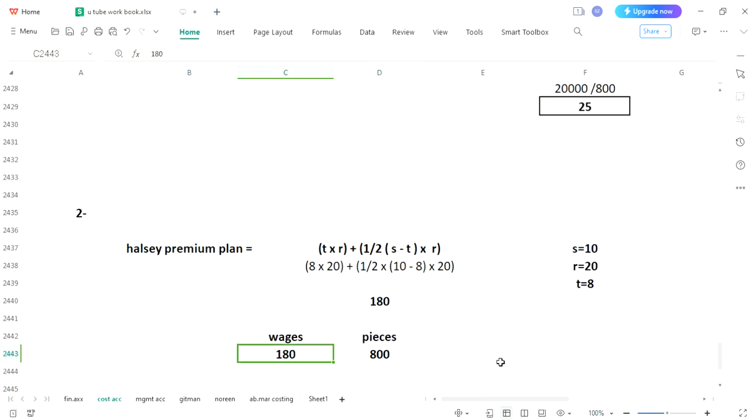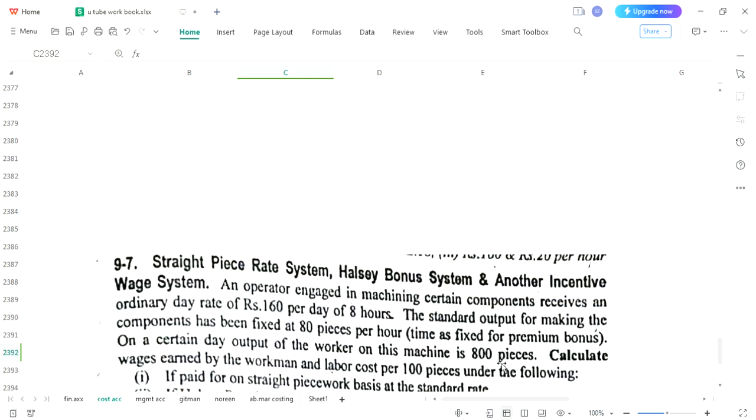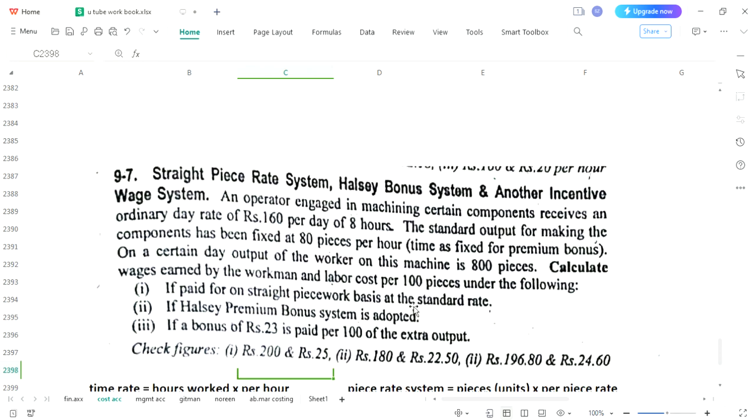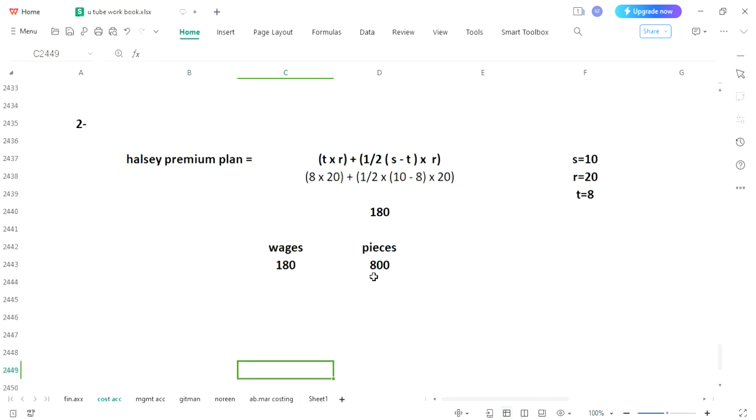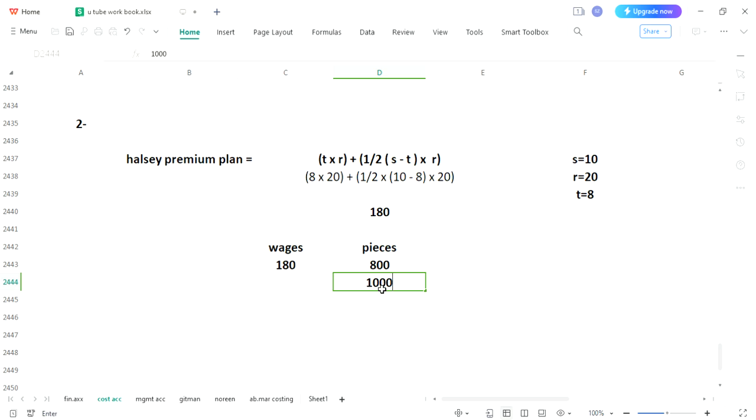So indirectly we can say for 800 pieces he has received 180 wages, and the requirement in the question is to calculate for 100 pieces. For 800 pieces he is receiving 180 rupees. So now the question is, for 100 pieces how much amount will be received? These are pieces and this is the amount he is receiving, that means rupees. So a question mark would be put over here.